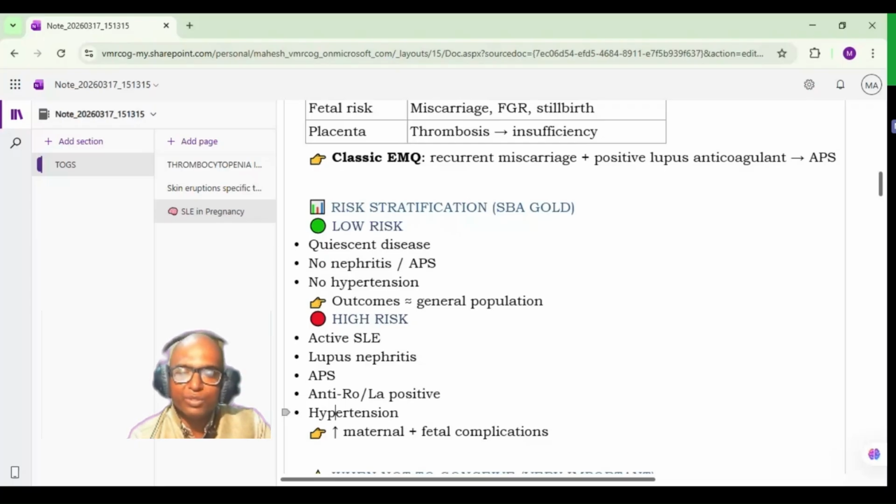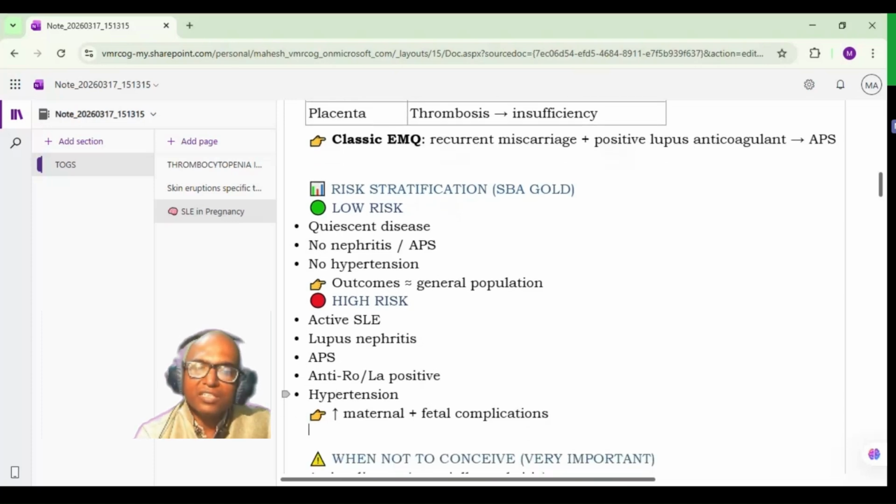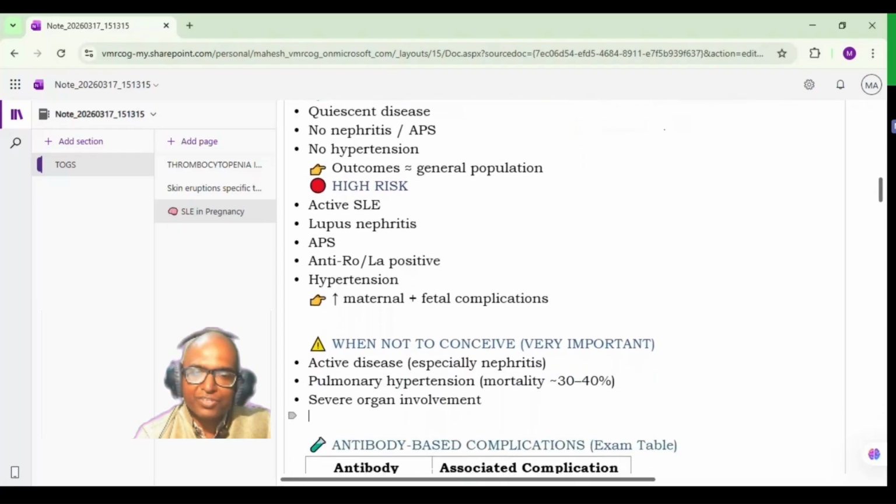So counseling, when you are doing a counseling of these patients, you should tell these particular things. If the disease is quiescent, with no nephritis, no antiphospholipid antibody syndrome, no hypertension, the outcome will be almost same as a general population. But if there is an active SLE, lupus nephritis, antiphospholipid antibodies, anti-Ro and anti-La antibody positive, and hypertension, there is increased maternal and fetal complication risk.